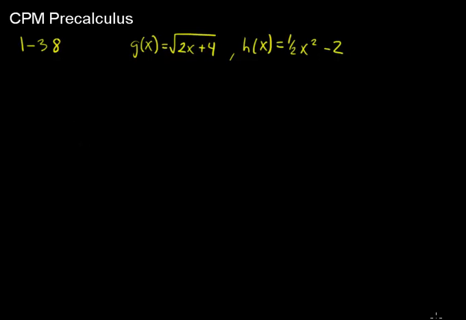So this is CPM Precalculus Chapter 1, number 38. So 38 is related to the one before it because it says in the previous problem it appears that g of x and h of x are inverses of each other. Okay, so in problem 37 before it, this is how g of x and h of x are defined. Test this idea by completing the following compositions.